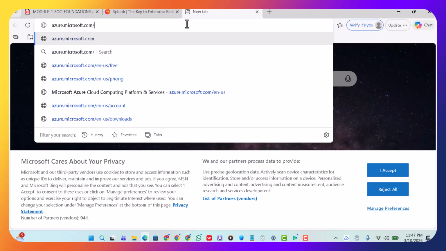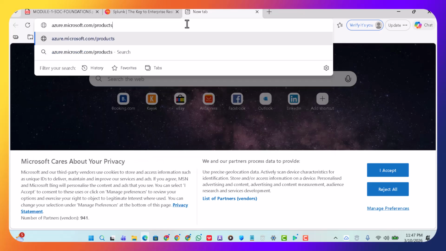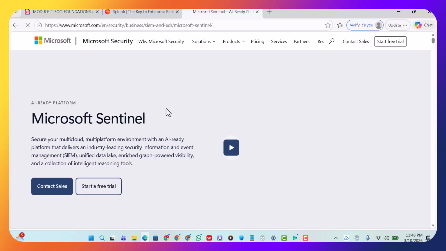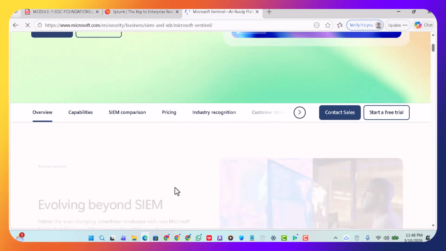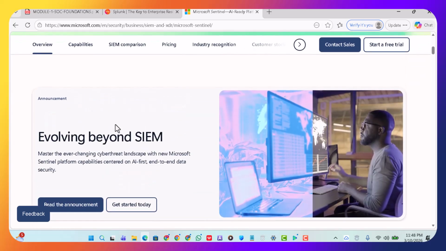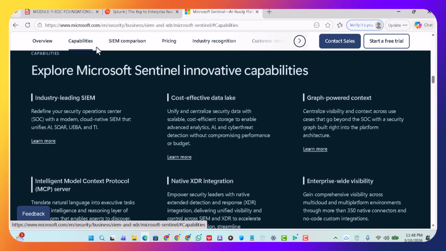azure.microsoft.com/products/microsoft-sentinel. So this is it. All right. So read extensively. This is the overview, the capabilities. Read and understand what it is used for.